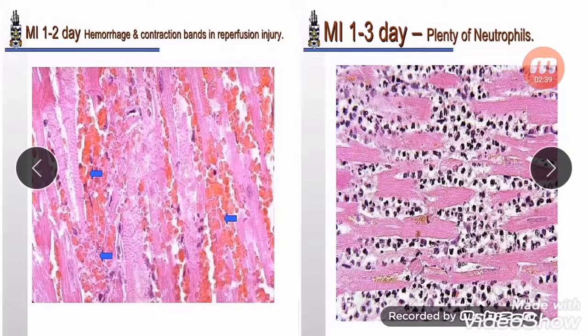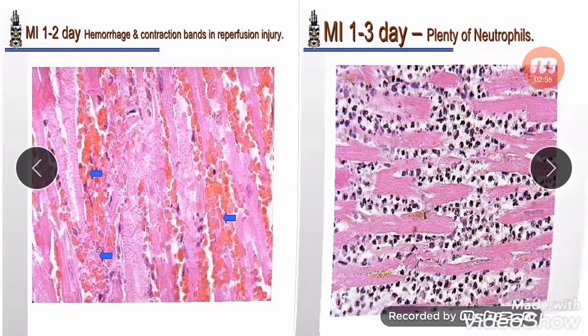The right slide will show the MI after 1 to 3 days. There is an extensive acute inflammatory cell infiltrate, and many neutrophils are undergoing karyorrhexis. And the myocardial fibers are undergoing necrosis so that the outlines of them are not well defined.